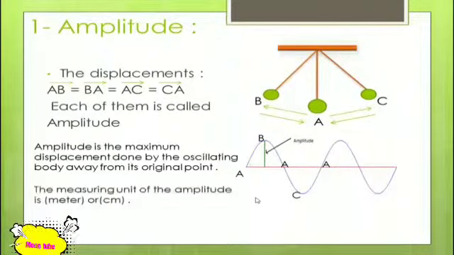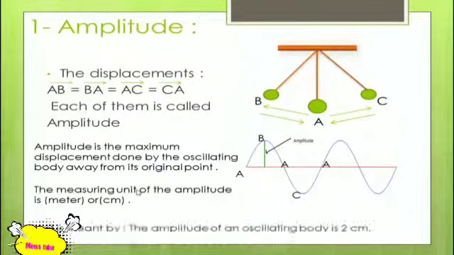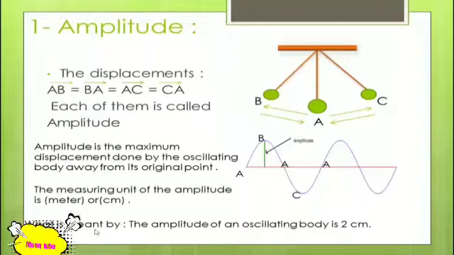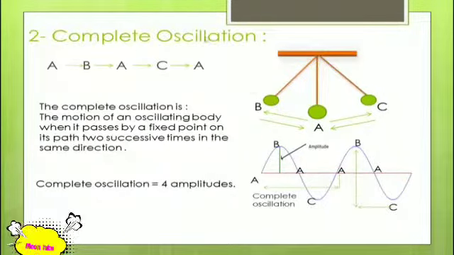We can measure the amplitude using meters or centimeters. You can find out what is meant by saying the amplitude of an oscillating body is 2 centimeters. Number 2, complete oscillation. The pendulum, to make a complete oscillation, has to do 4 displacements: from A to B, from B to A, from A to C, and from C to A.